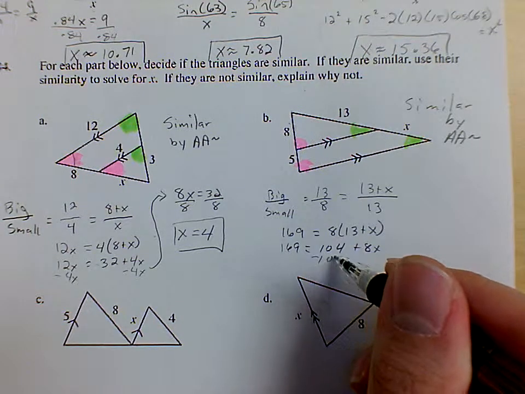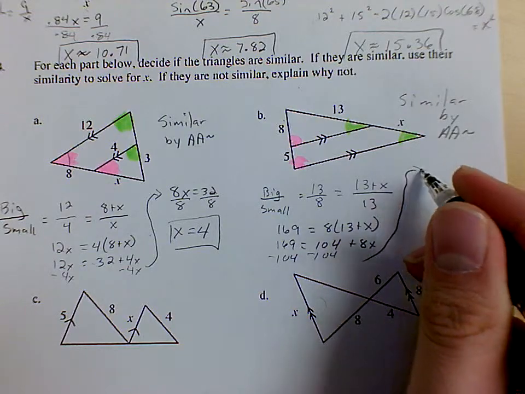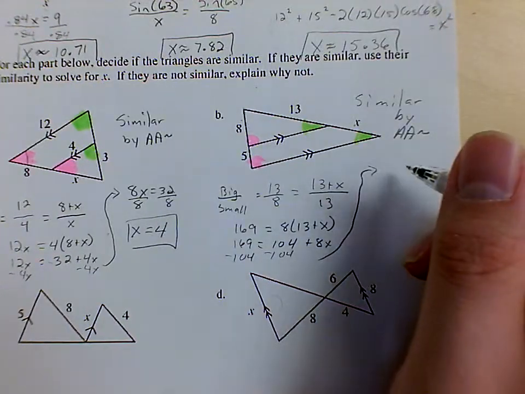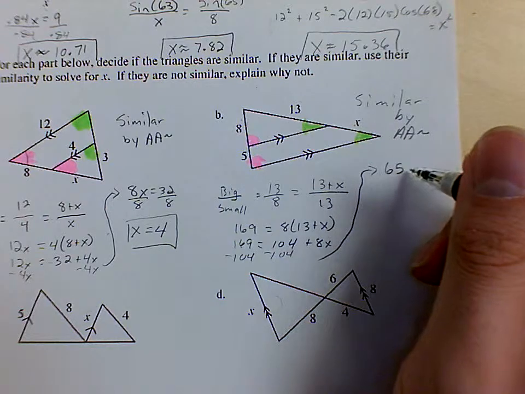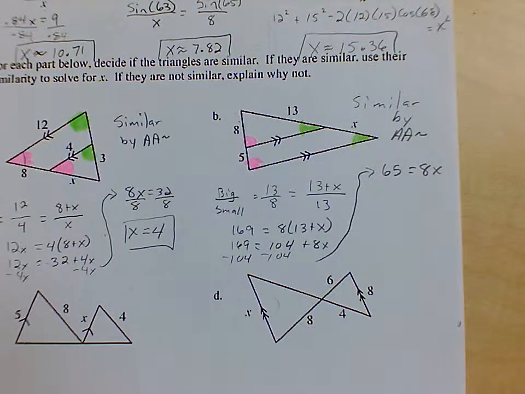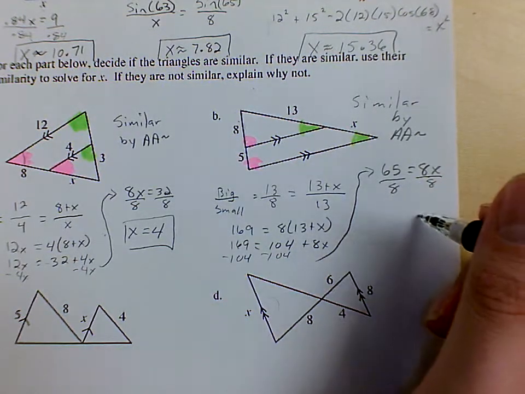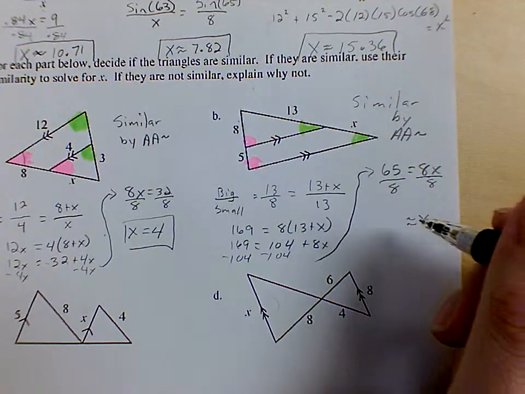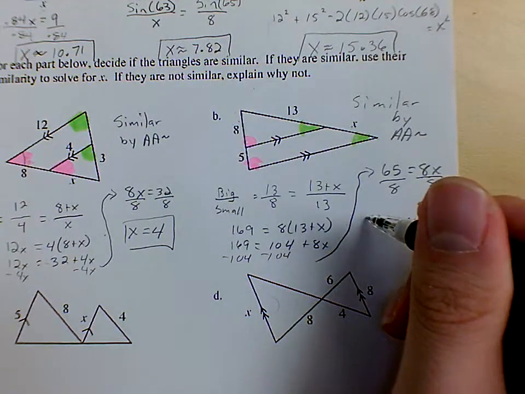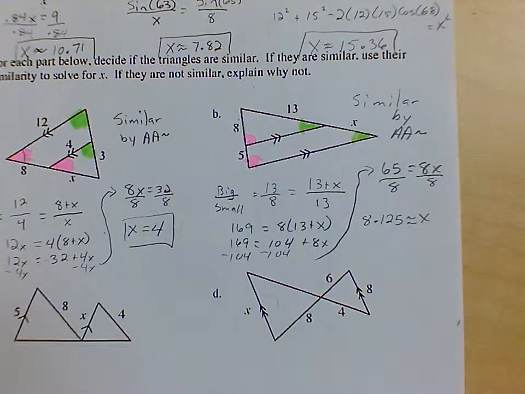Then I subtract 104 from both sides. And I'm going to get 65 is equal to 8x. Next step is to divide by 8 on both sides. I'm going to get x is about 8.125. If you want to leave it like that or round to 3 decimals and tell me it's 8.13, I don't care either way. And that's my answer.